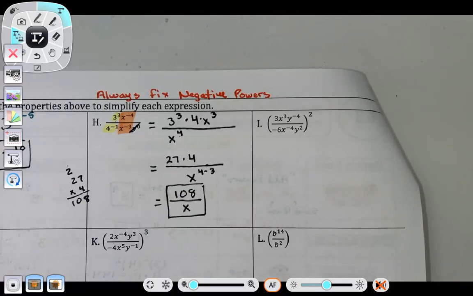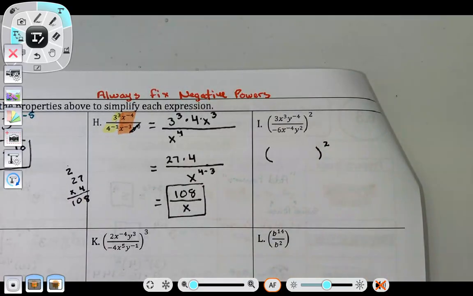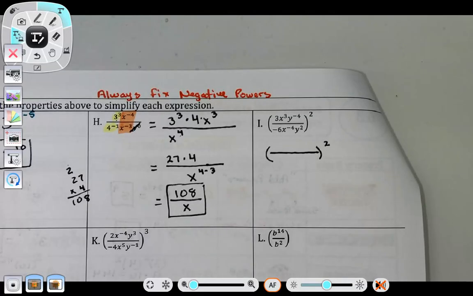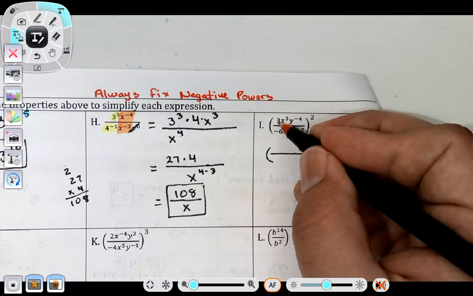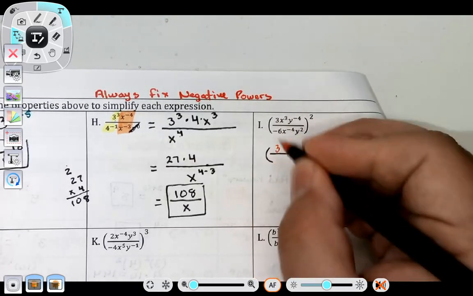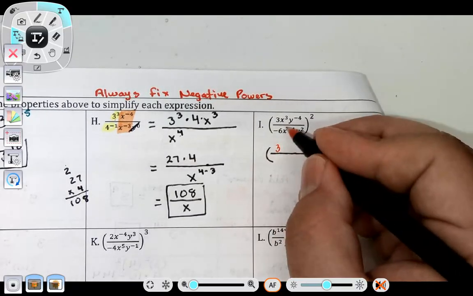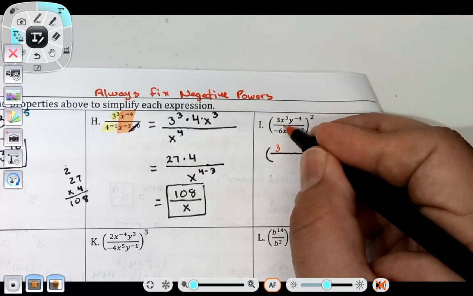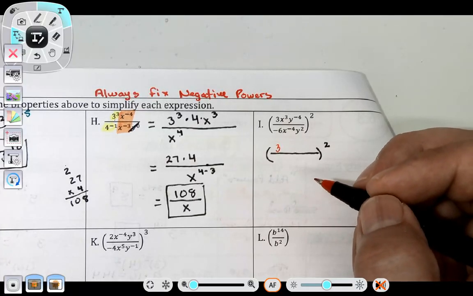Negative powers. Okay, we got to fix that, which means that power of 2 is currently on hold. I don't have to worry about that 2. I'm going to take care of the inside, one at a time. All right, here we go. Does the 3 have a negative power? Then leave it alone. Does the negative 6 have a negative power? Where's the power? I didn't ask, is the 6 negative? I said, does the negative 6 have a negative power?